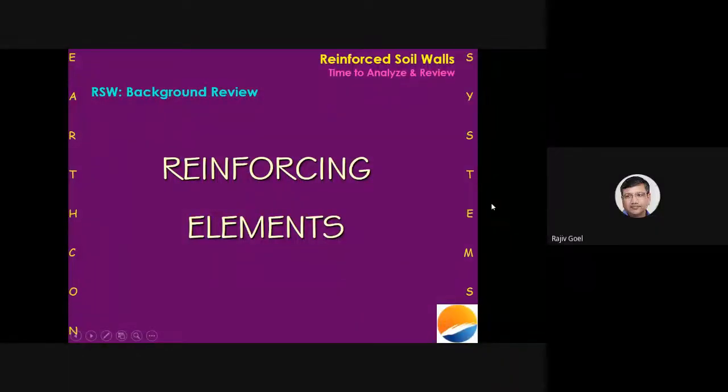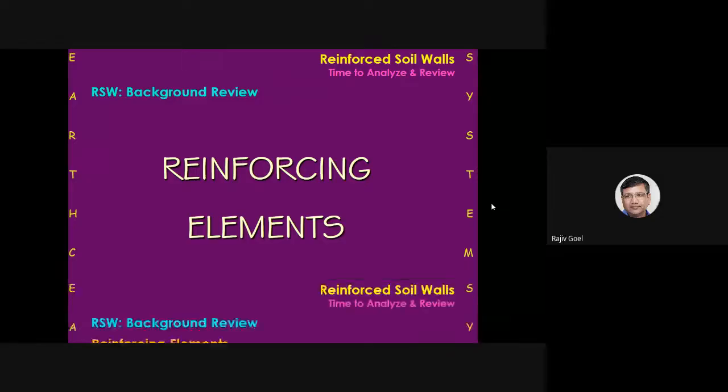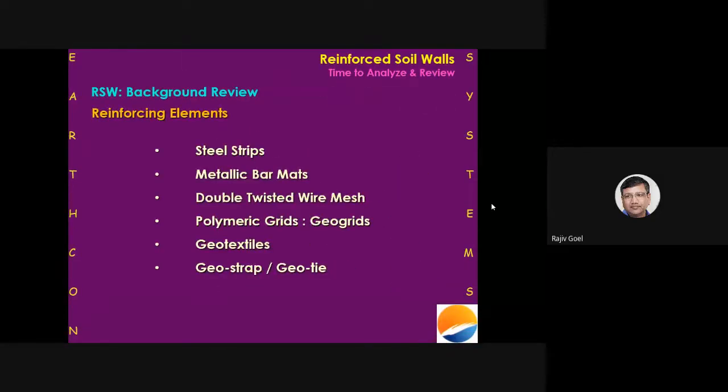I'll skip this slide and quickly run through what kind of reinforcing elements we are using to construct reinforced soil walls in India so far. We have steel strips, metallic bar mats, twisted wire meshes, polymeric grids, textiles, and geostraps or geoties or parawebs, whatever name you call them. The first three are metallic, and these three are polymeric in nature.